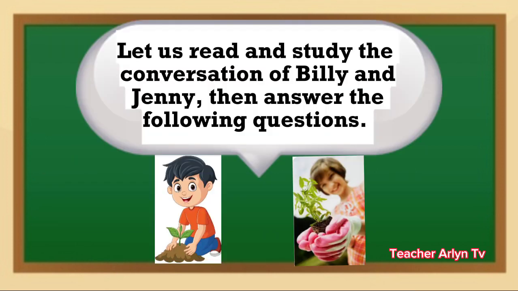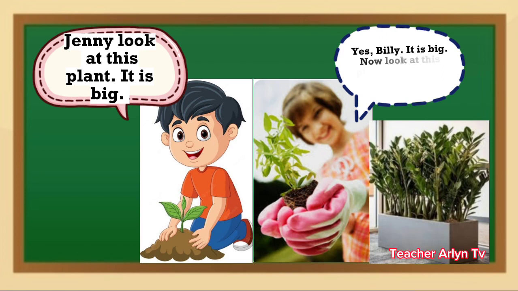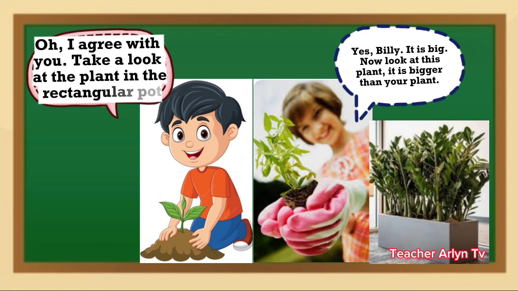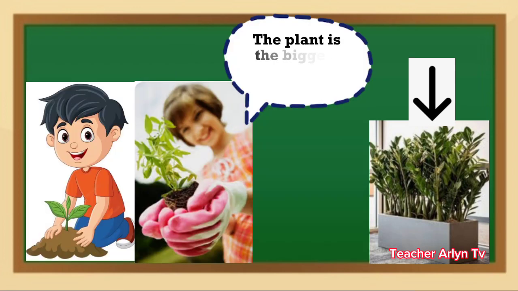Let's read and study the conversation of Billy and Jenny, then answer the following questions. Jenny, look at this plant. It is big. Yes, Billy, it is big. Now look at this plant. It is bigger than your plant. Oh, I agree with you. Take a look at the plant in the rectangular pot. The plant is the biggest among the 3. Now let's answer the questions.